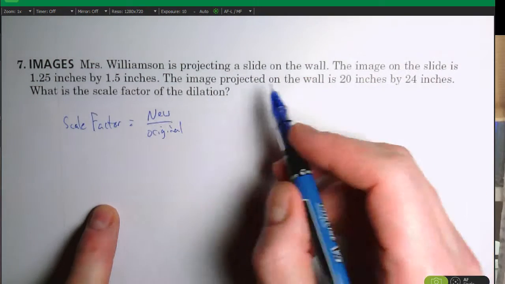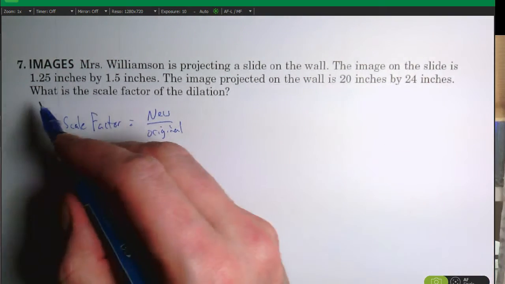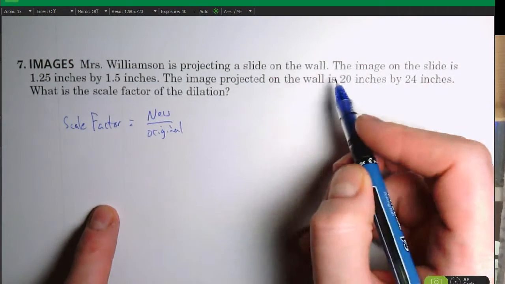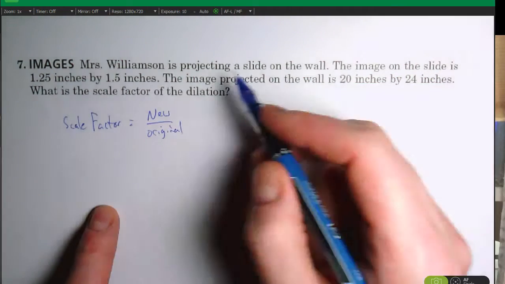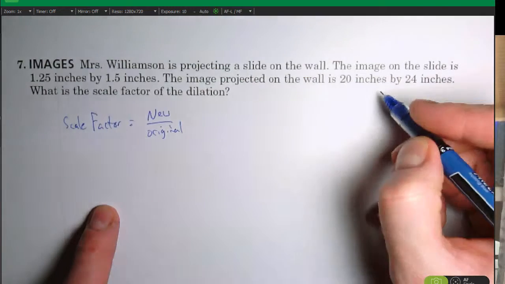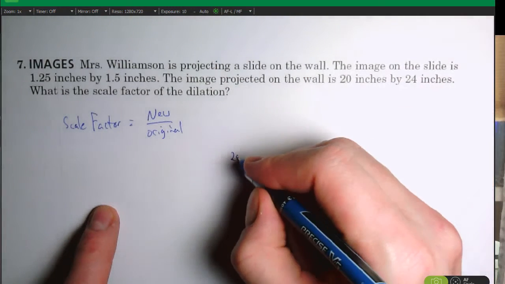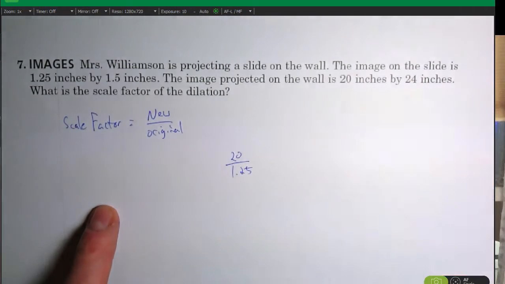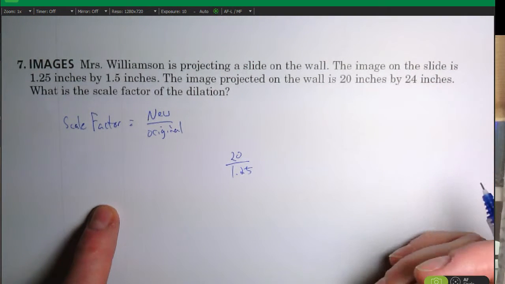So all you have to do is just pick one of them. Doesn't matter which. Either the new one, the 20, which compares to 1.25, or the 24, which compares to 1.5, and just set up a fraction. So I'm going to do 20 to 1.25. Okay. And now what I want to know is, what is that equivalent to?